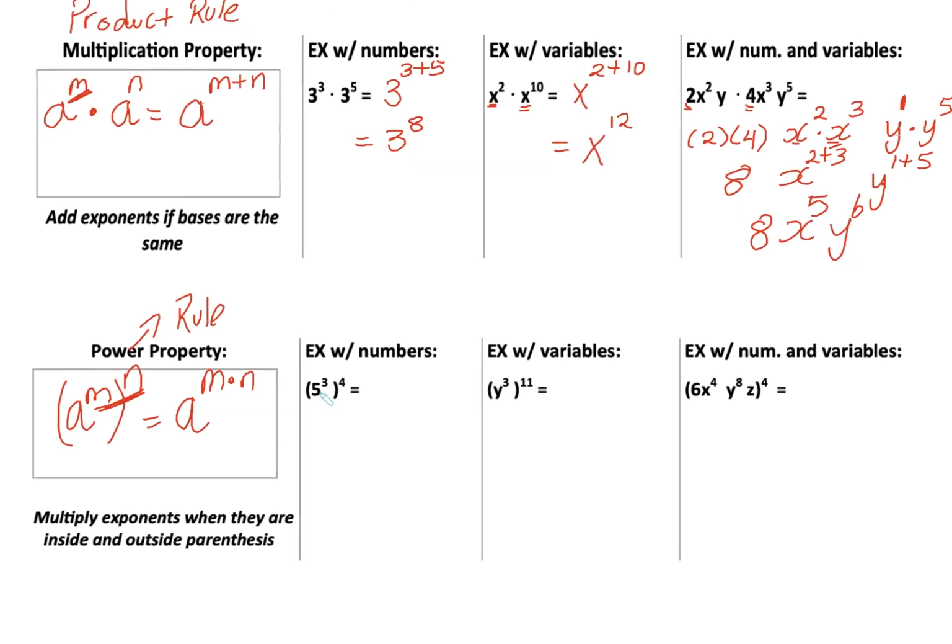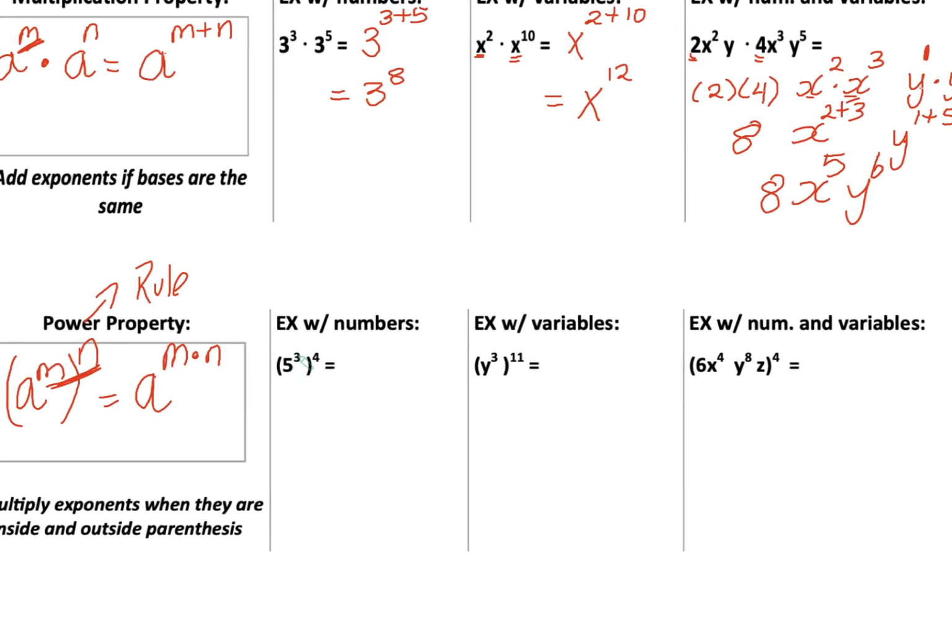So here I have 5 to the third, and then notice who is outside there, a 4. So I keep my base and I'm going to multiply the exponents. 3 times 4. My answer is 5 to the 12th. 3 times 4 is 12. So you always know your power rule because you have an exponent on the inside and you have one on the outside. You got 2 of them.